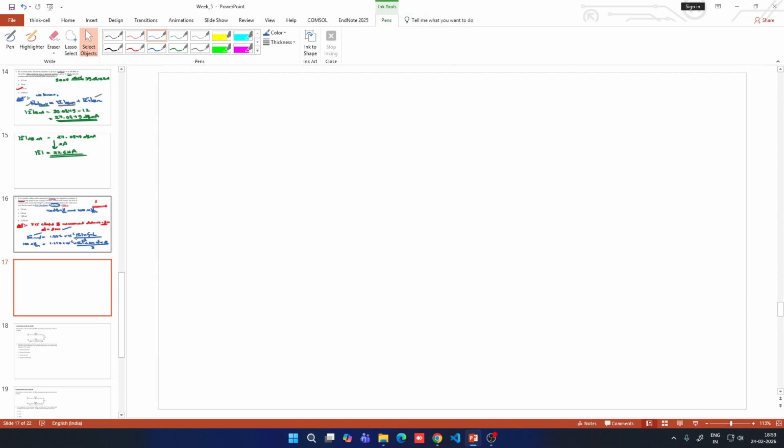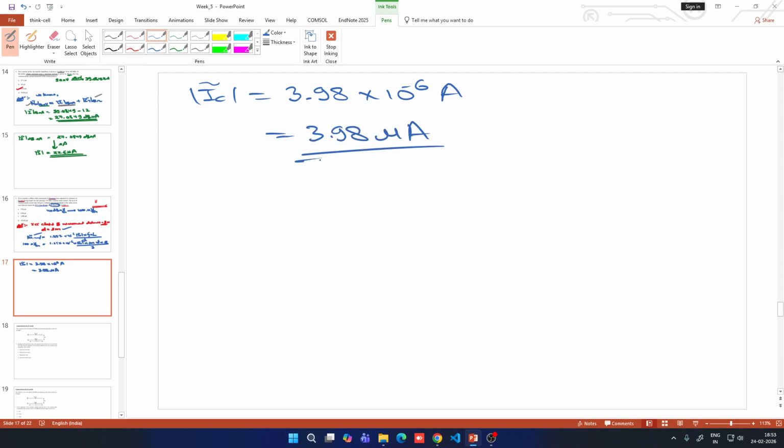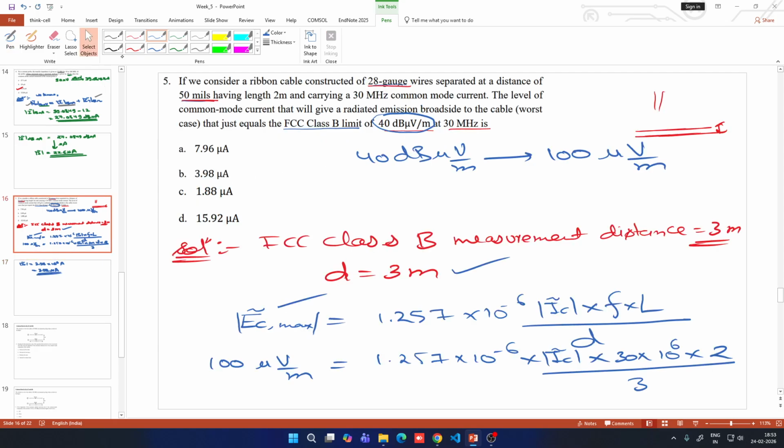Now we can easily solve for IC. So IC is given by, when we solve it, we will get 3.98 into 10 to the power minus 6 amperes, or I can write it as 3.98 microamperes. When we match it with the given option, the correct option is option number C.